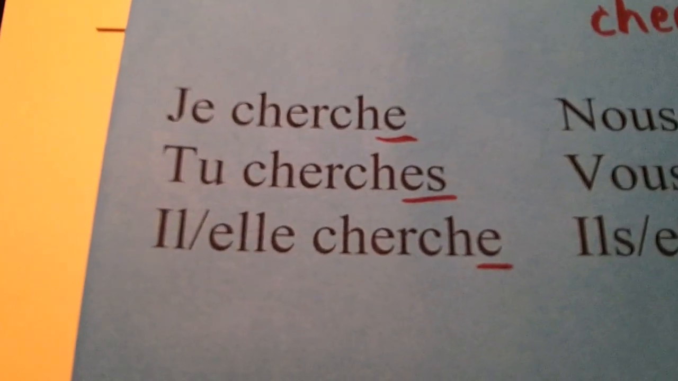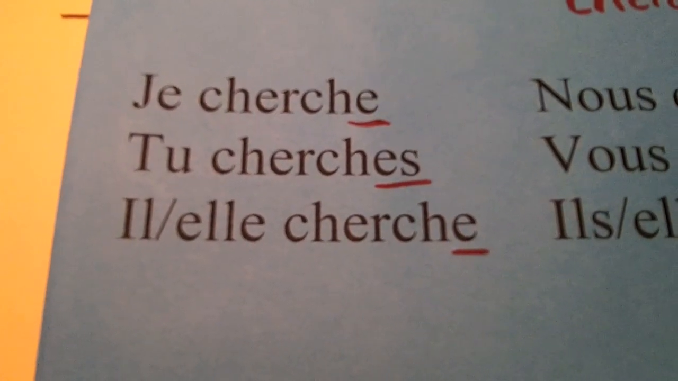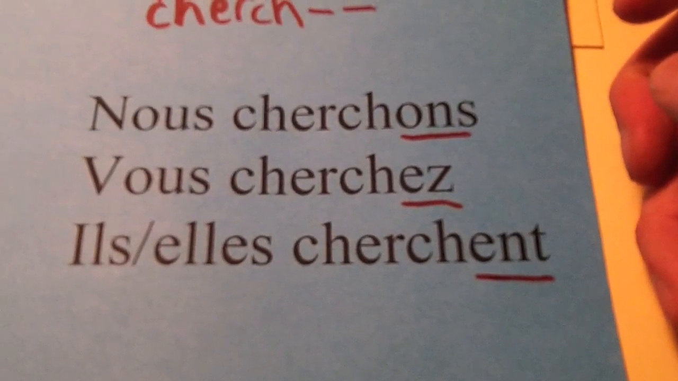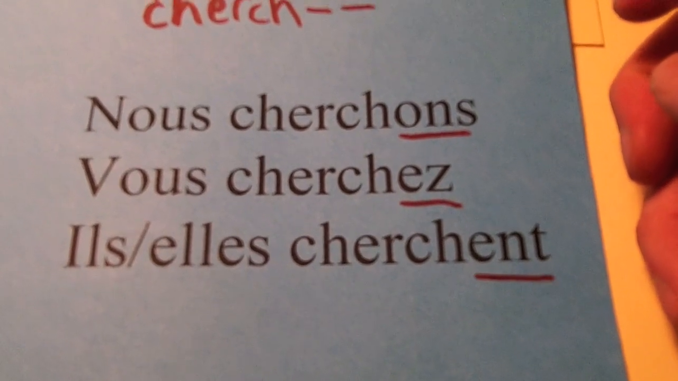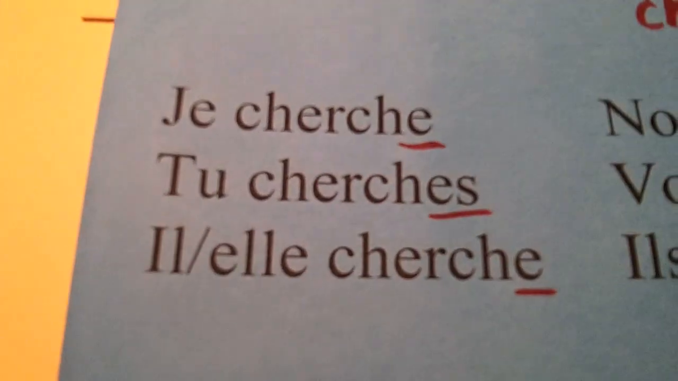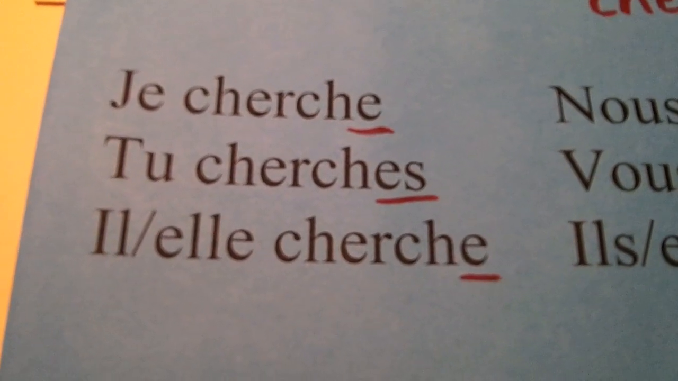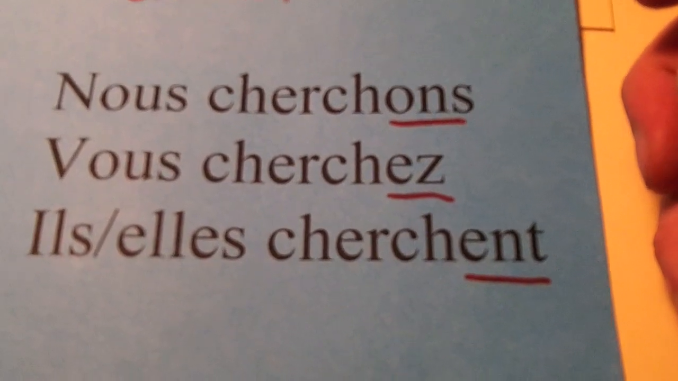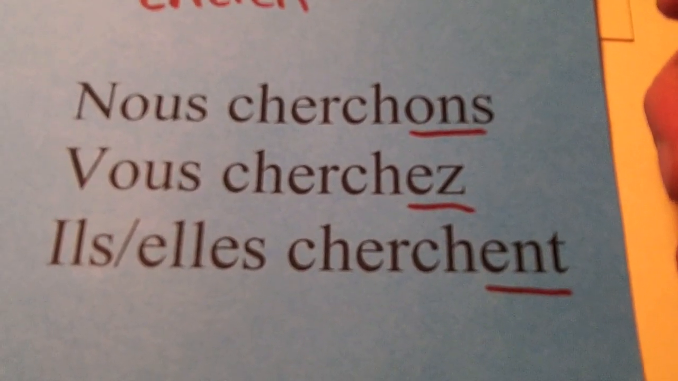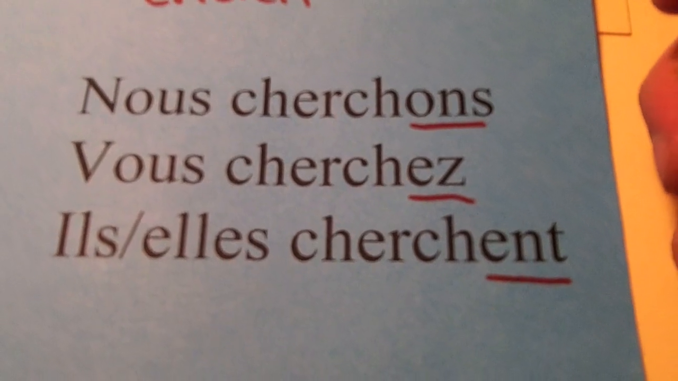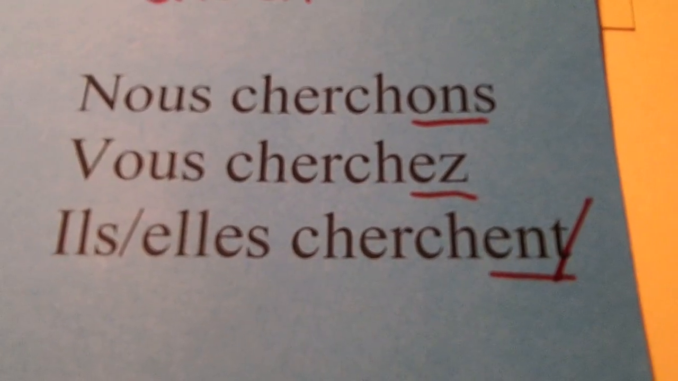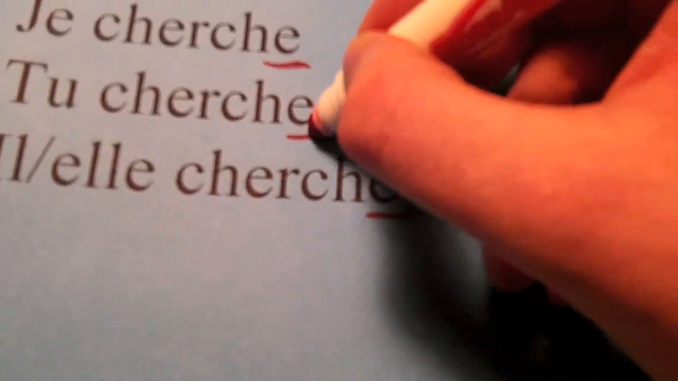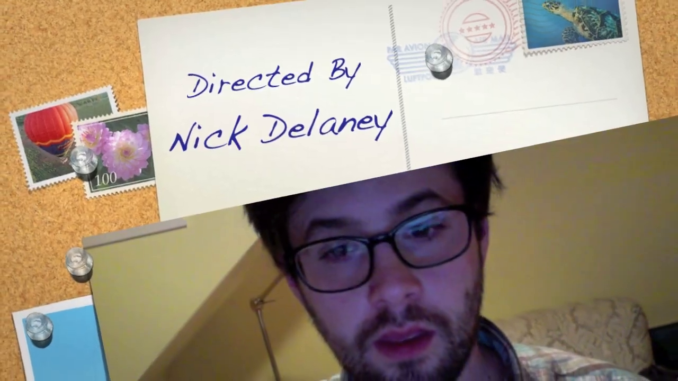Let's say the entire word. Je cherche, tu cherches, il cherche, nous cherchons, vous cherchez, ils cherchent. As we've learned with pronunciation before, final S's, as in tu cherches or nous cherchons, aren't pronounced. The final T, as in comment or ils cherchent, are also not pronounced. Now let's go ahead and practice this together to see if it's making any sense.